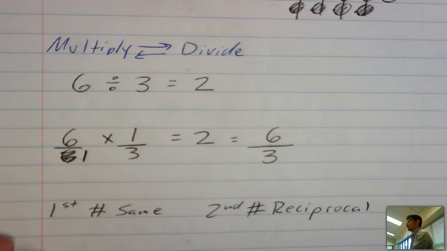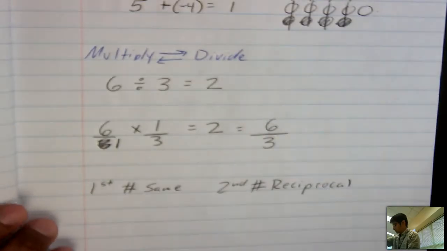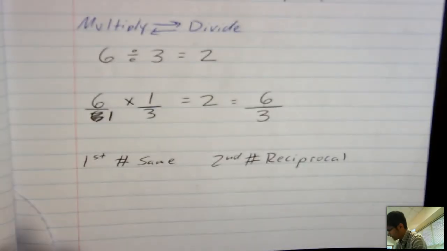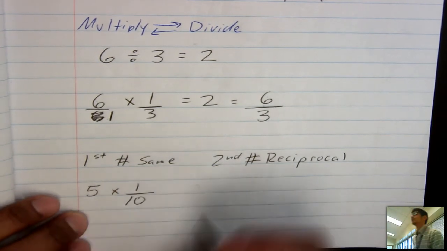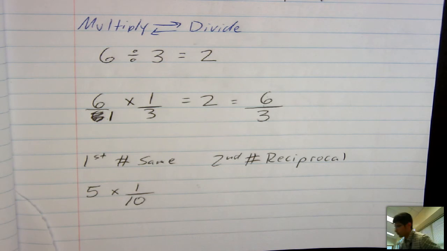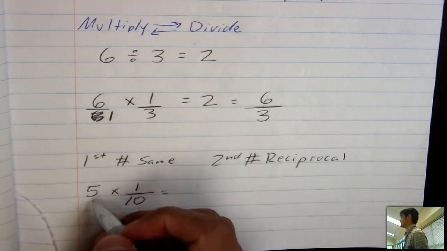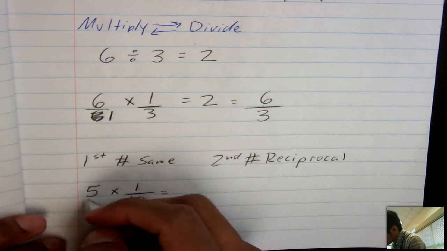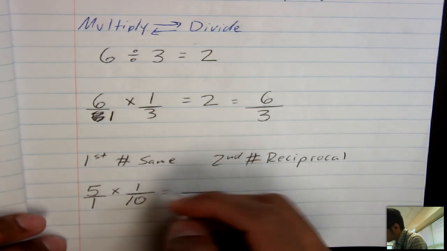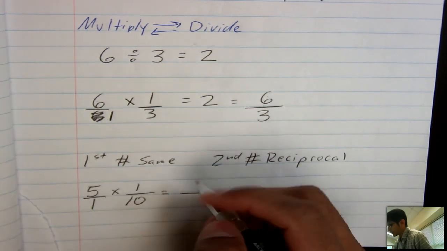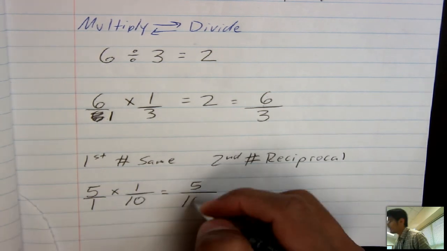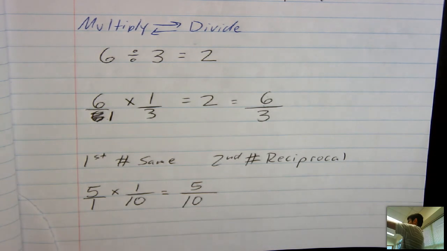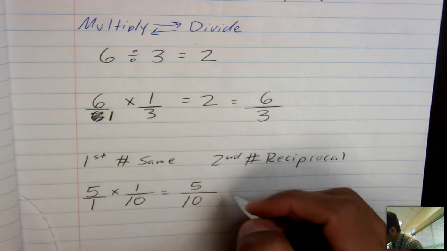Okay? Let me give you one more example, guys. Let's do 5 times 1/10. Let's multiply this out. What number is underneath the 5? A 1. So 5 times 1 equals what? 5 times 1 is 5. And what's 1 times 10? 10. And 5 over 10 is what fraction? What does that simplify down to be? 1/2. A half, right? This simplifies to a half.